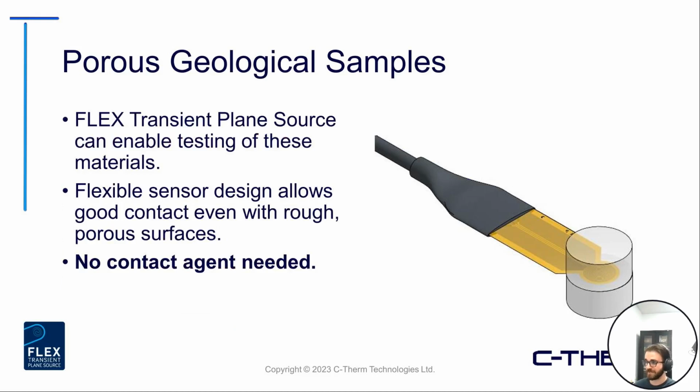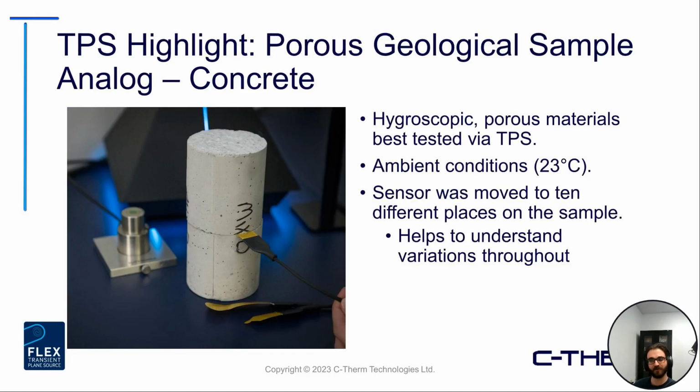The sensor itself can really enable testing of these materials. The sensor is designed to get good contact, even if you do have more of a rough surface. And the main point that I want to get across here is no contact agent is needed. And for a little highlight here, I have a porous geological sample analog, concrete. There's some similarities between different geological sample types and certain building materials that we've tested in the past, one being, of course, concrete. This is something that has some similar characteristics. It's hygroscopic, somewhat porous, and it's a material that lends itself quite well to be tested via TPS.